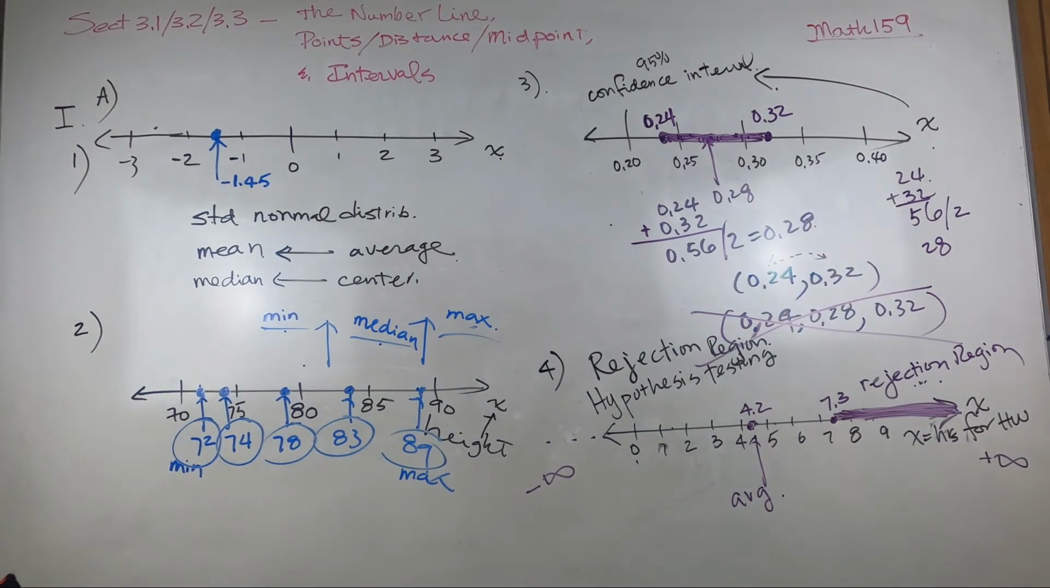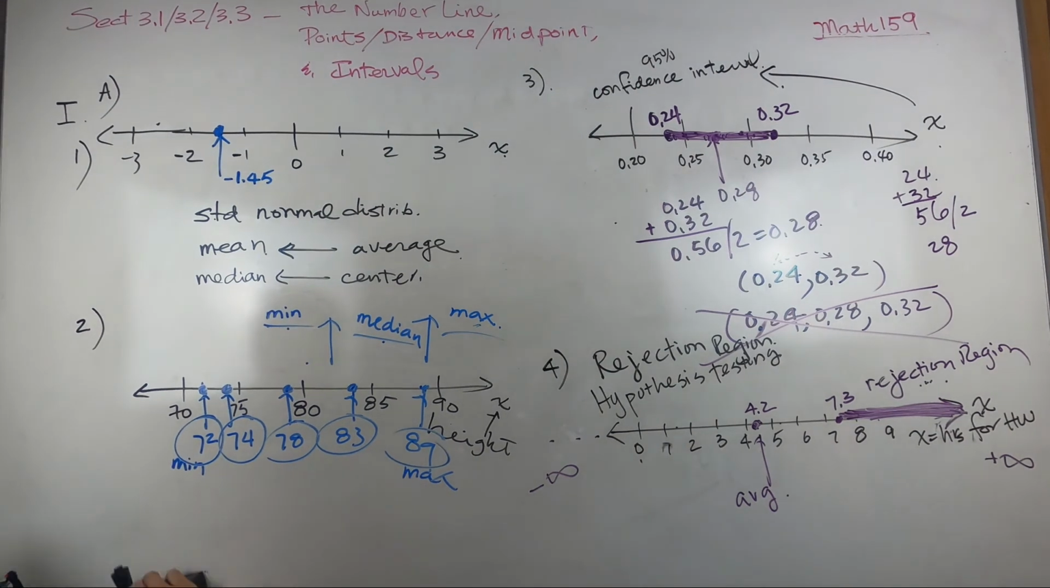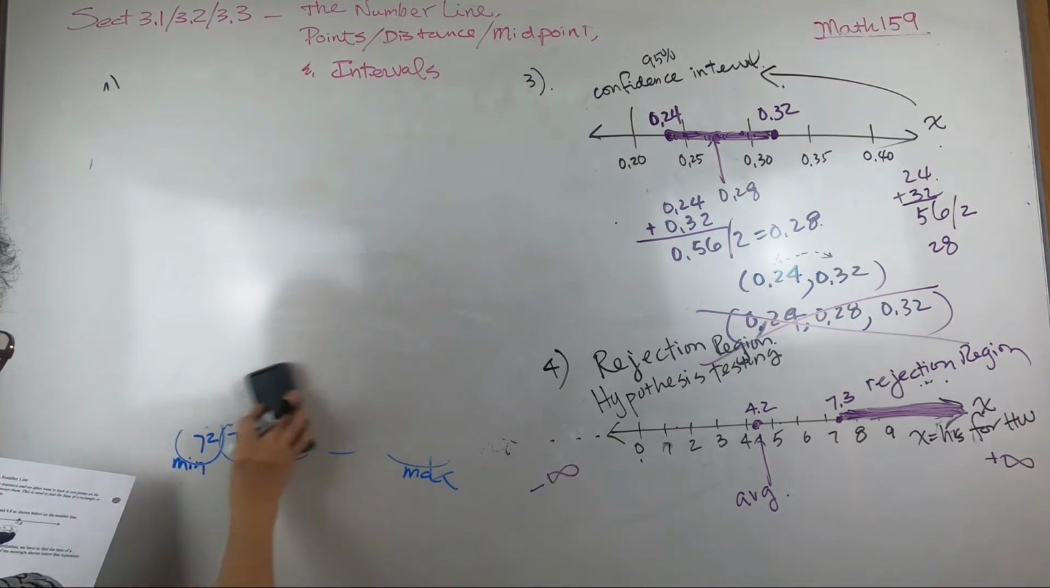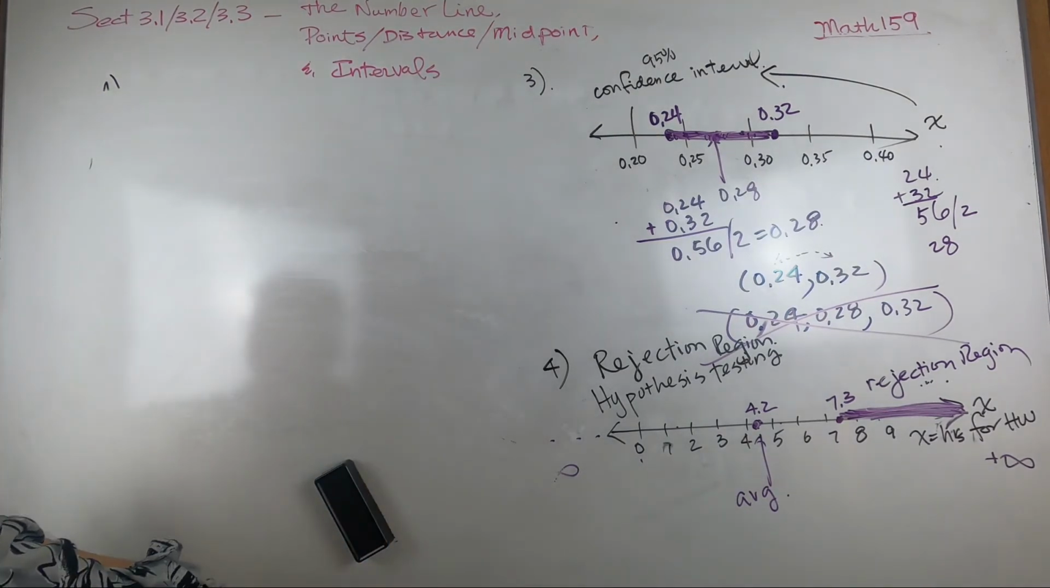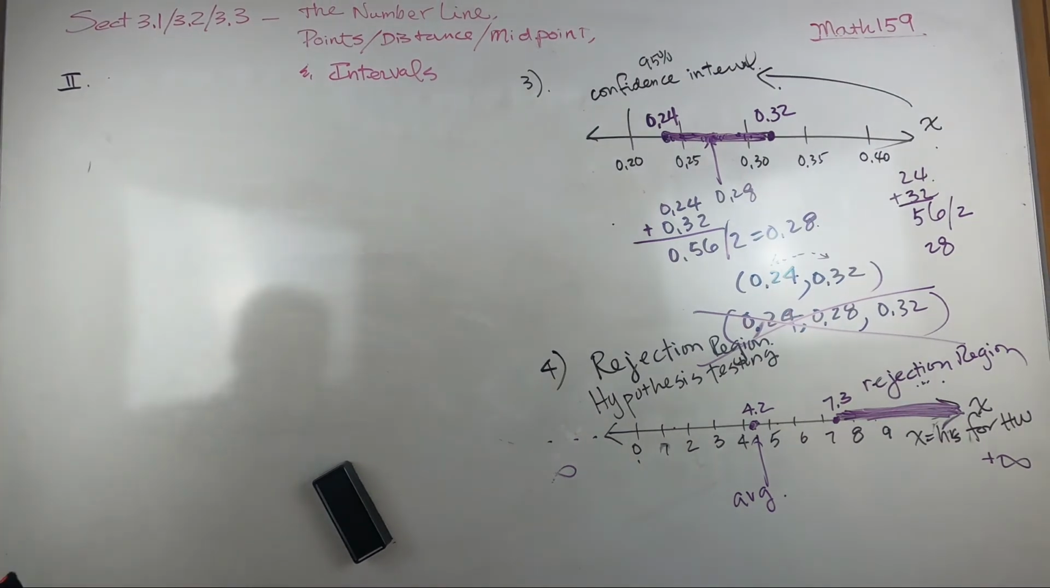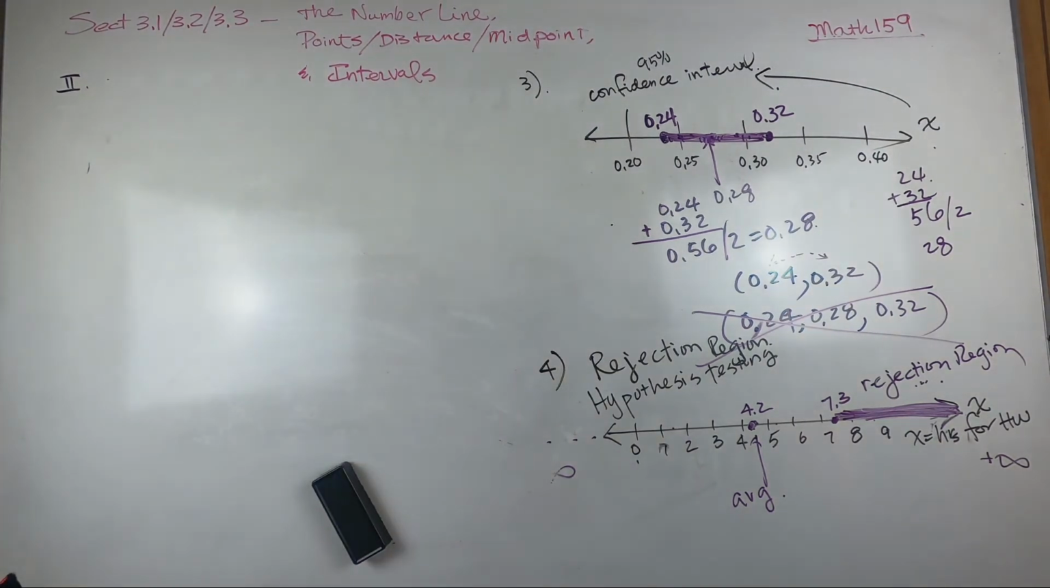All right, then we do the distance. Look at your page 26. All right, let's find some distance. It's pretty straightforward. Okay, distance between 2 points on a number line.